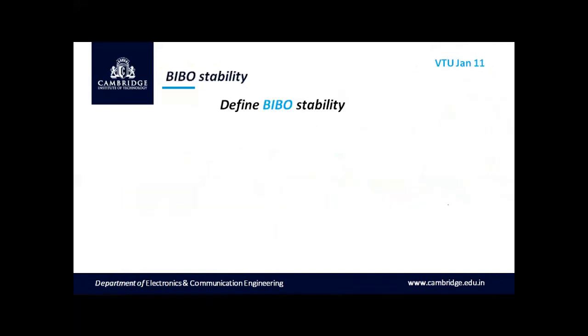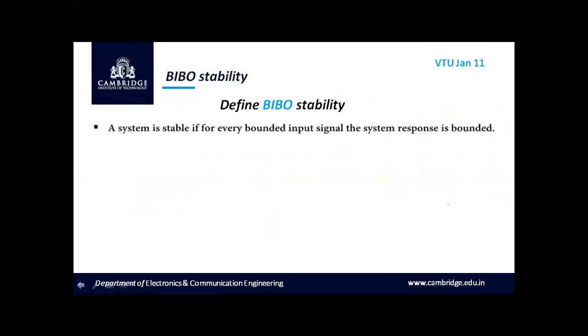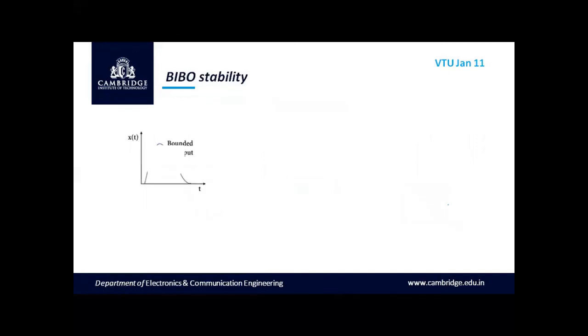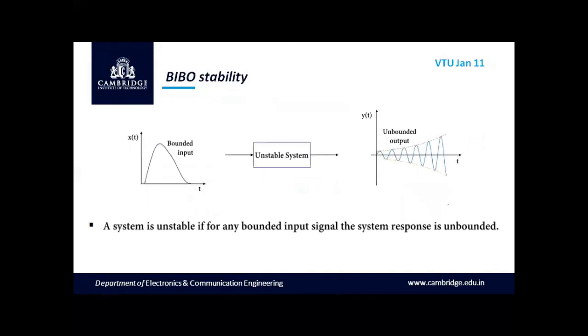Now it is very easy for you to define bounded input and bounded output stability. That is, a system is stable if for every bounded input signal, the system response is also bounded. Then I can say it is a stable system. Similarly, a system is unstable if for any bounded input, the system response is unbounded. Then we can say that the system is unstable.